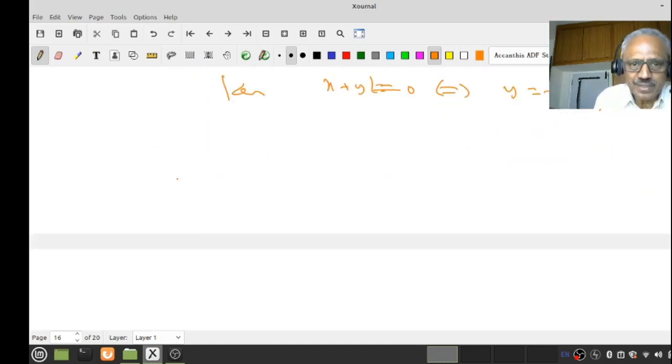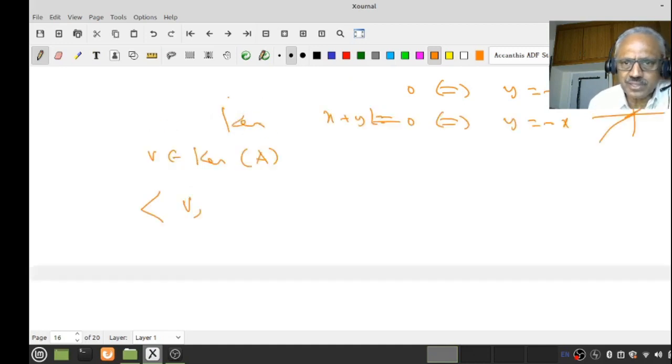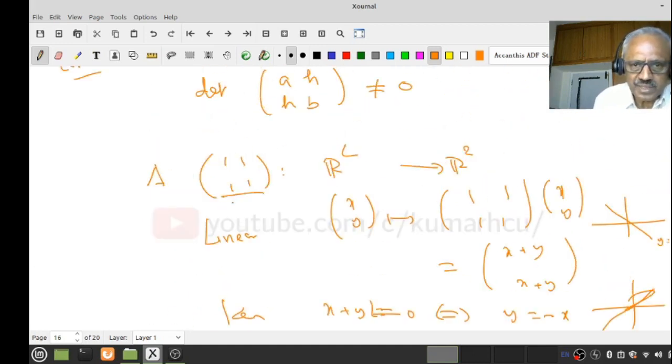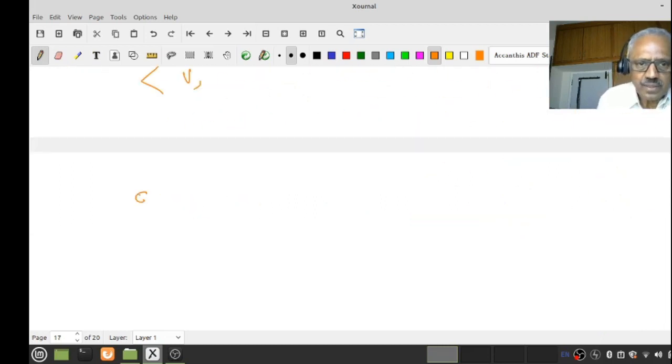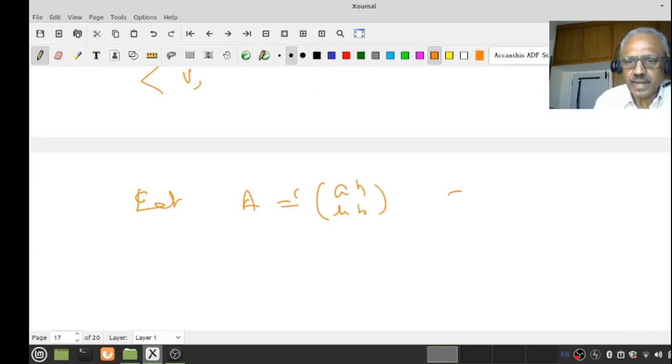Now let's look at the inner product. Please pay attention. At first you may find it difficult, but go through it a second time, and you will see how confident you are about your linear algebra and inner product spaces. Now, what is my definition of inner product? Suppose v is in the kernel of A. I will simply call this linear map also A. Let A be equal to (a, h; h, b), and determinant of A is 0. Let v be a non-zero vector in the kernel, where A defines a linear map from R2 to R2.